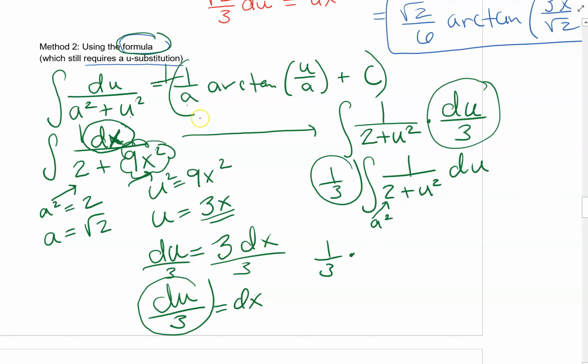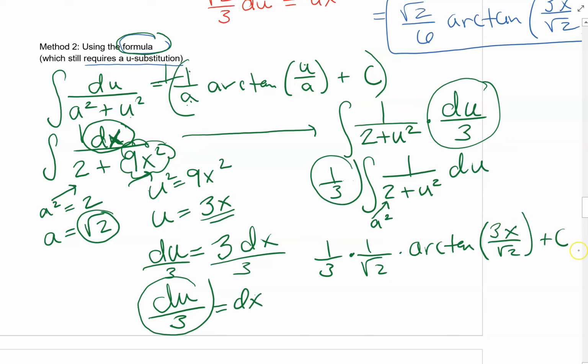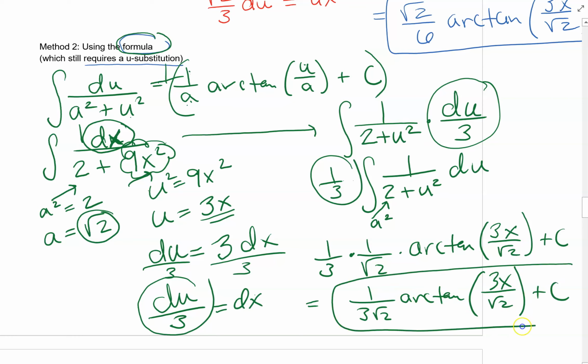So now I multiply that to the formula, 1 over a, which is 1 over the square root of 2, times arctan of u over a. So u was 3x and a was rad 2, and then plus c. So then you can see here I ended up with 1 over 3 rad 2 arctan of 3x over rad 2 plus c. So I still get the same answer.